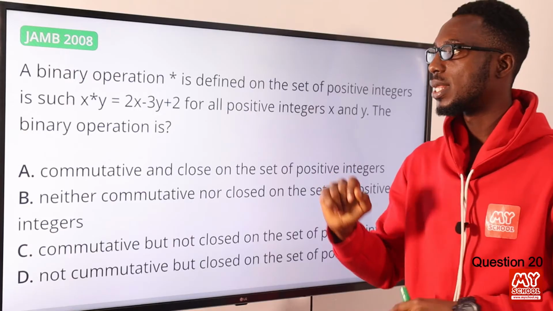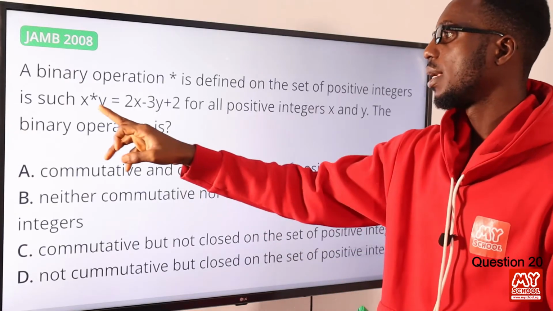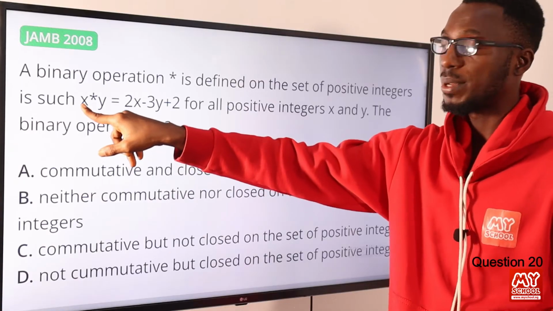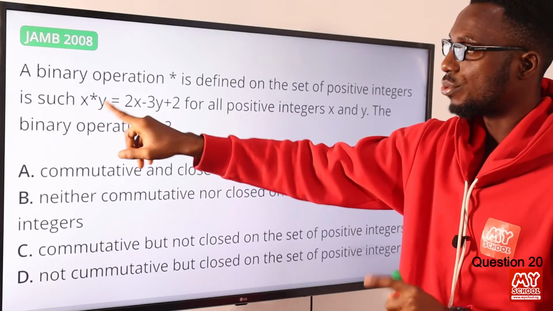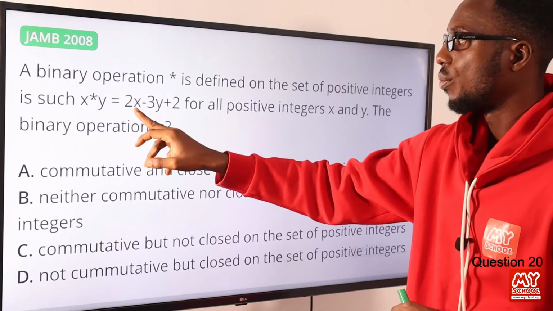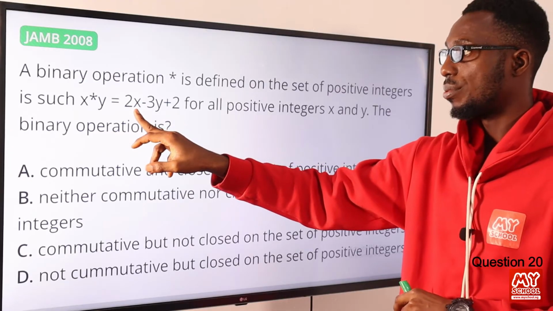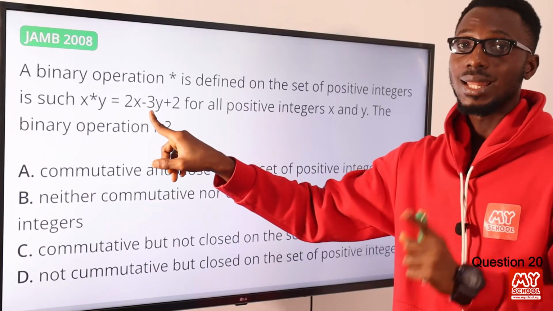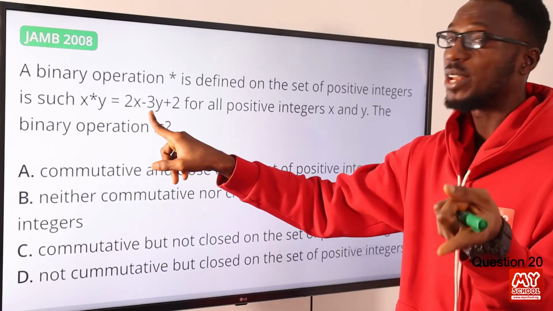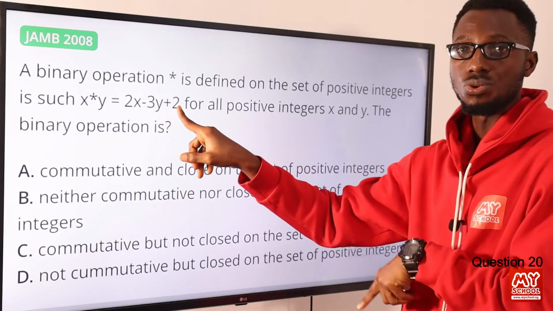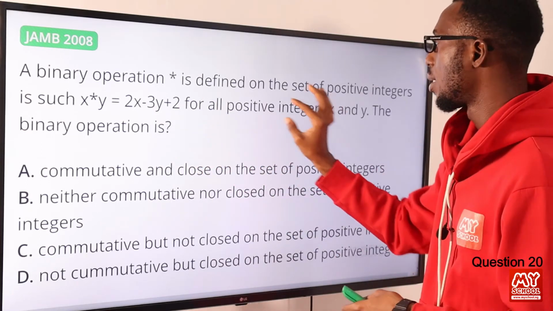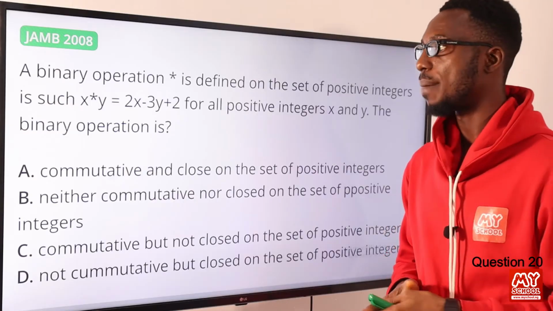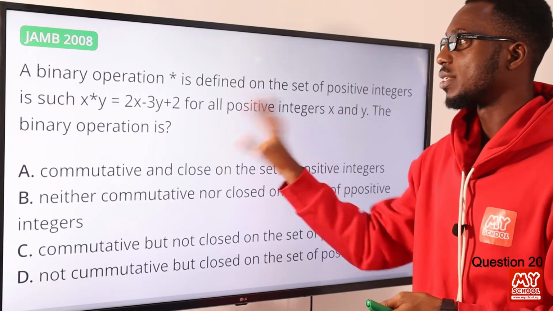For instance, let's say x is 1, y is 2. Anywhere I see x, I replace it with 1, and where I see y, I replace it with 2. So I have 2 times 1, which is 2, minus 3 times 2, that is 6. So 2 minus 6 is minus 4. Minus 4 plus 2 is minus 2. So you can see we do not arrive at a positive integer. It's not applicable there, so we know this is not closed.